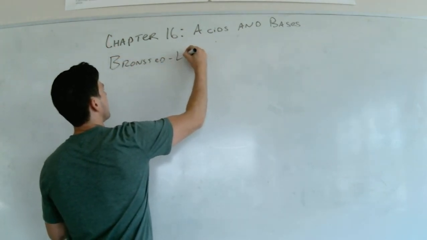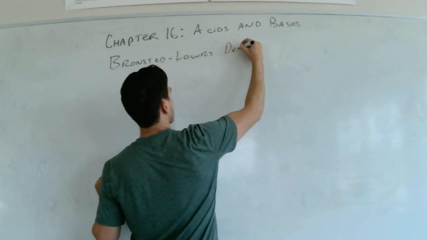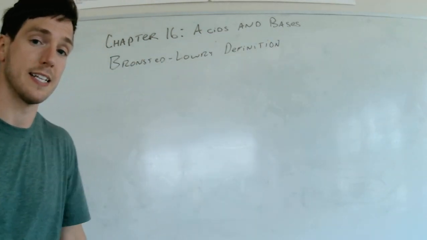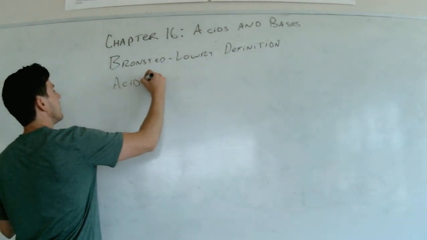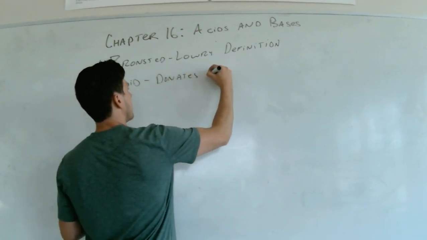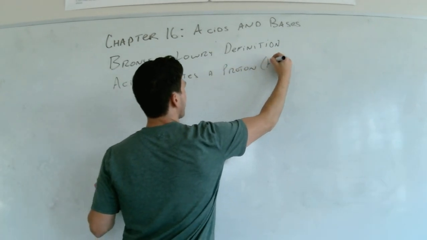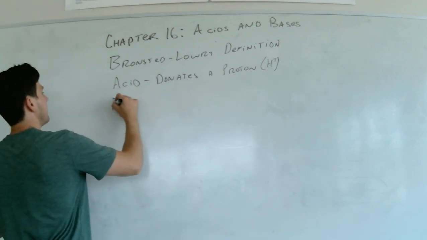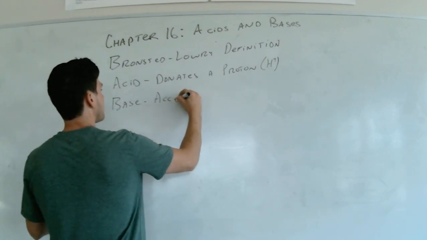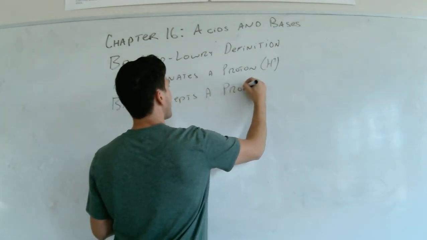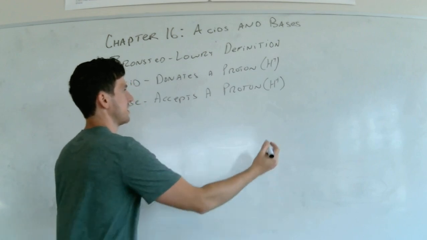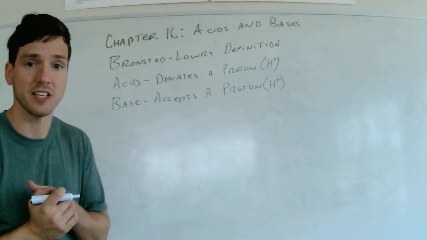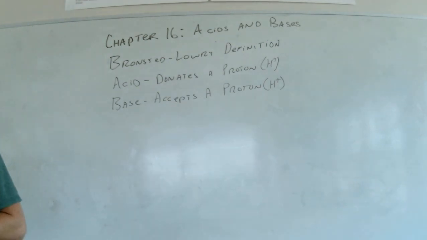Bronsted-Lowry definition. Okay, so this is the advanced definition that most scientists use. An acid donates a proton. Okay, and donating a proton is usually done through the ion H+, right? And a base does the exact opposite. It accepts a proton, which again, the proton is delivered in the form of H+. So Bronsted-Lowry definition: acid donates a proton, base accepts a proton.